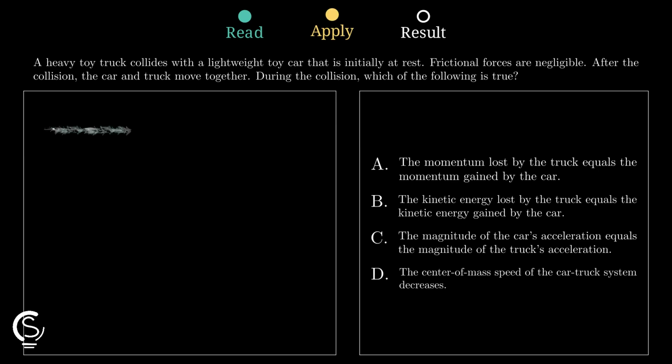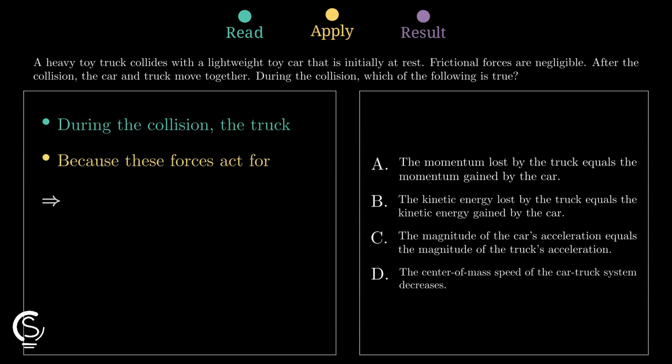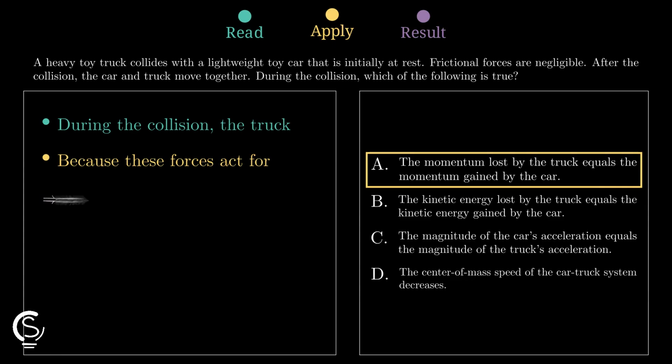Next, notice that these interaction forces act for the exact same amount of time. This means the impulse delivered to the car must be equal and opposite to the truck's impulse. Since impulse equals the change in momentum, the truck's loss must equal the car's gain. This makes option A our winner.